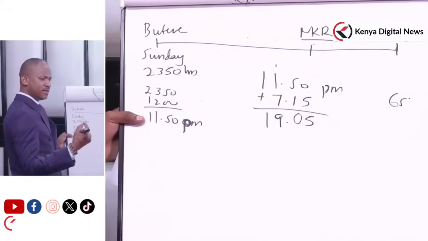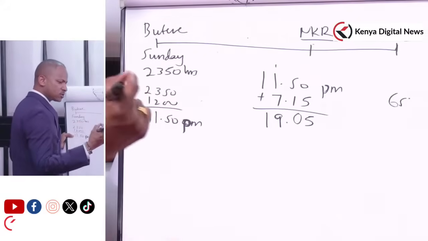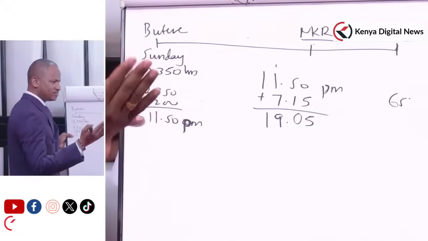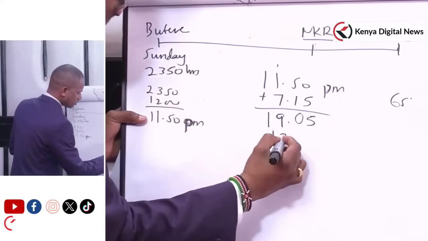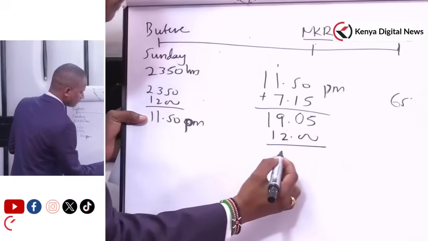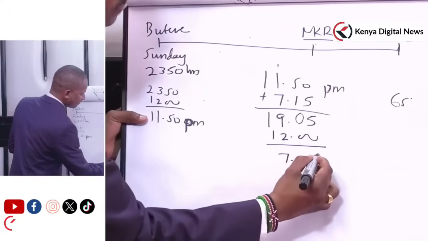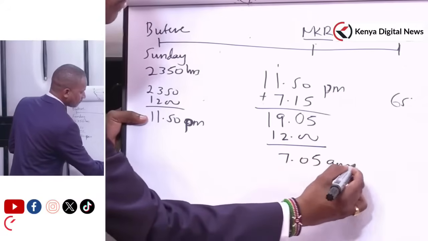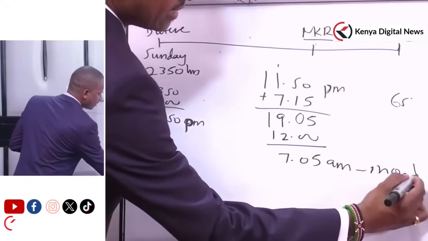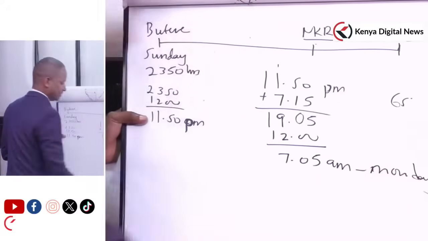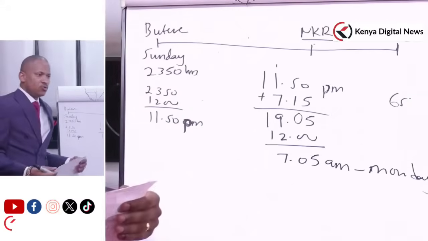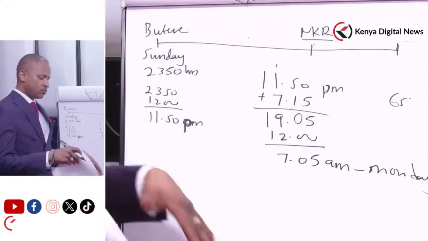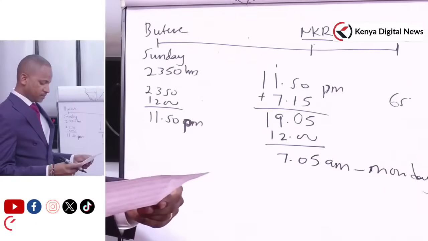But you remember, he left almost close to midnight. So when he took 7 hours, that is morning hours. So again, you change this into 12-hour system. You'll get 7:05 a.m. This is on a Monday. We are now on a Monday. Then he is in Nakuru at 7:05 a.m. on Monday in the morning.